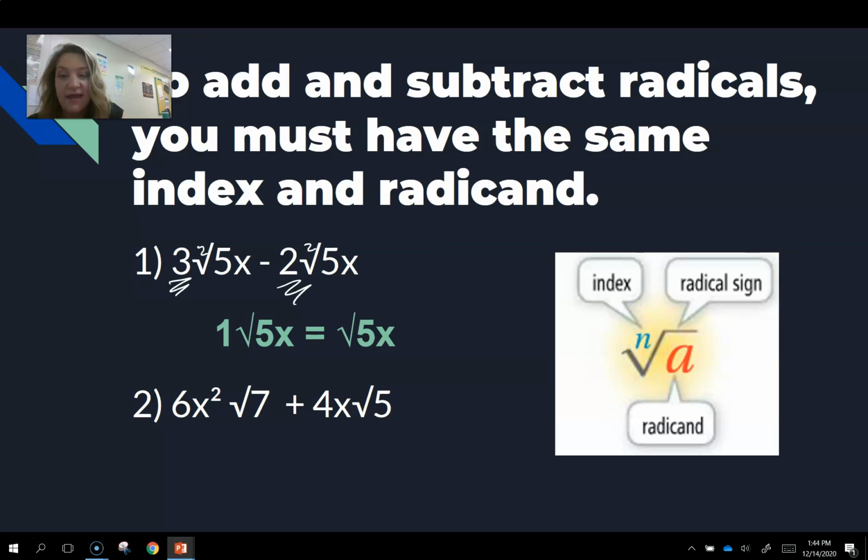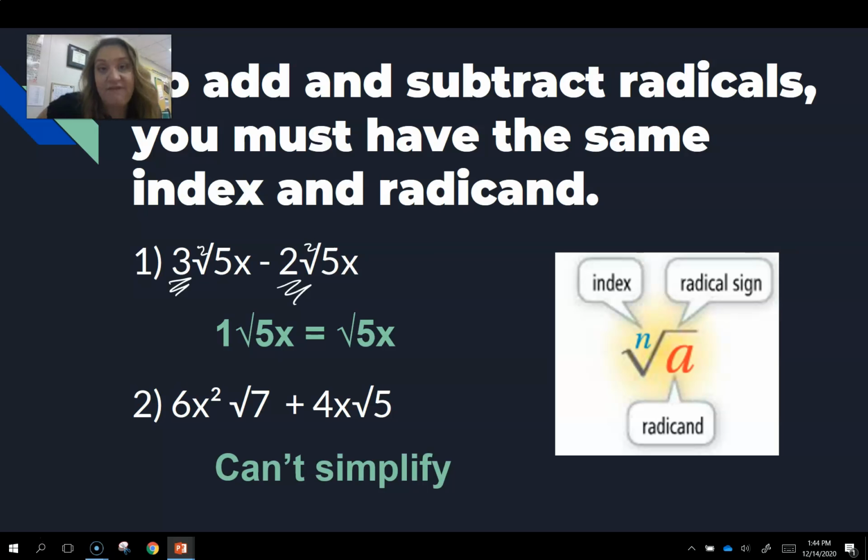The next one, we have 6x times the square root of 7 plus 4x times the square root of 5. Now, they both have the square root, but the first one is a 7, the second one's a 5. So I cannot simplify. They are not like terms, right? If I had 2x plus x, I could add them. Those are like terms. Square root of 7 and square root of 5 are not like terms.